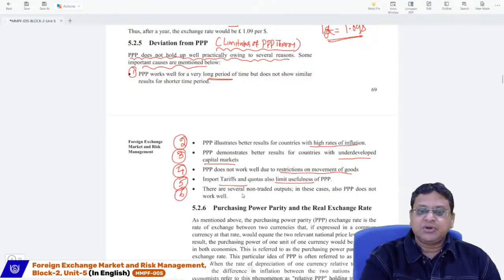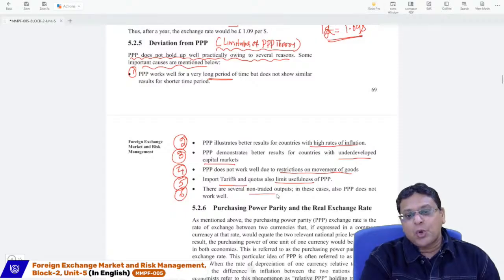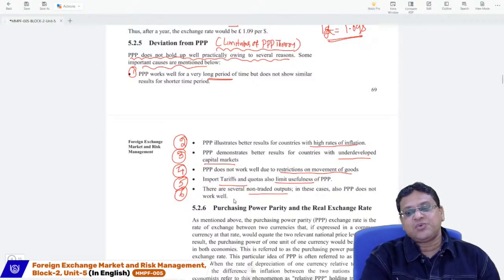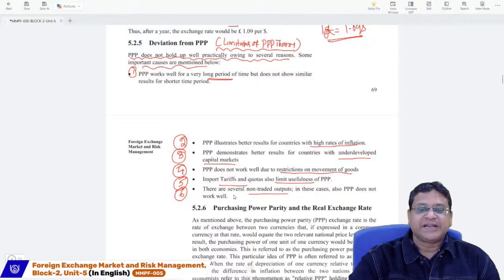PPP does not work well in case of non-traded goods. It works well only for traded goods.